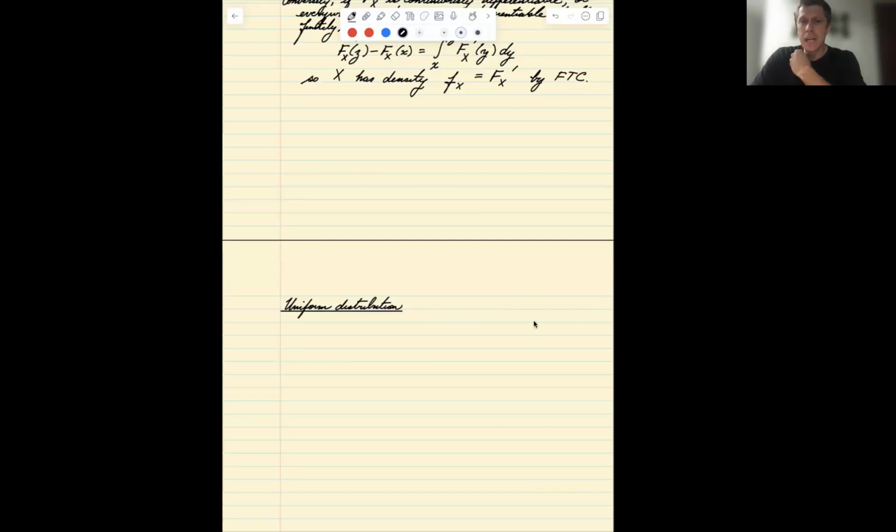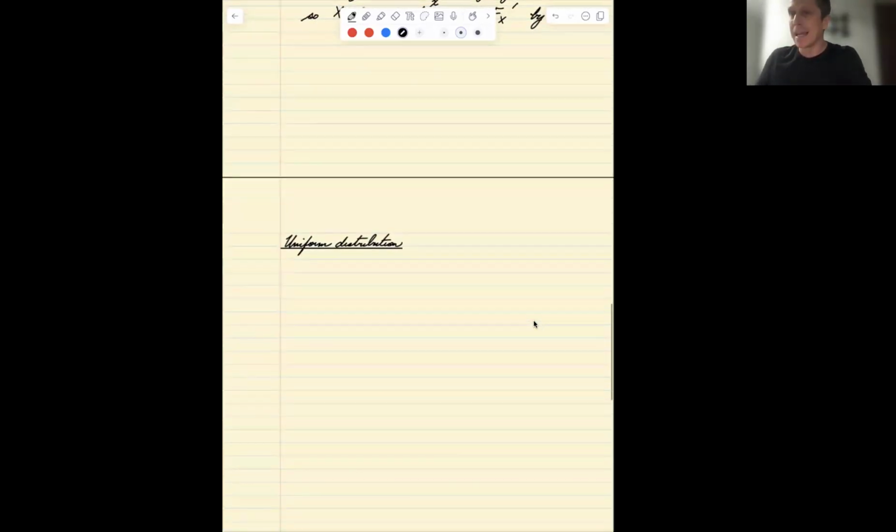In the continuous case, we're not putting probability on specific points. Instead, we are putting equal density on specific points. So let's define a density f of x, defined as 1 for all x values between 0 and 1, and 0 otherwise.